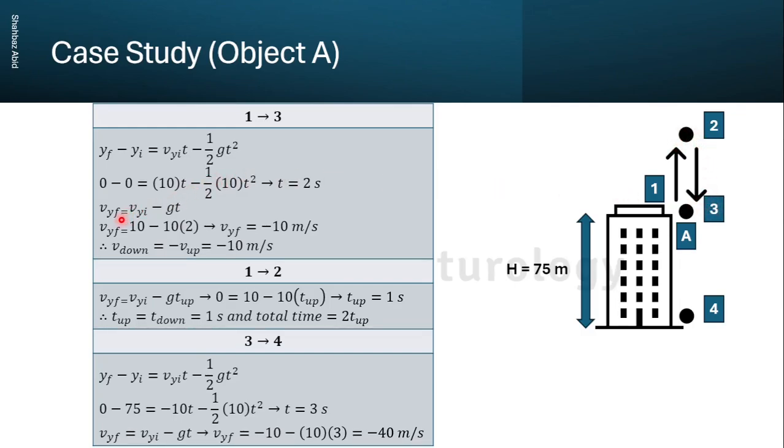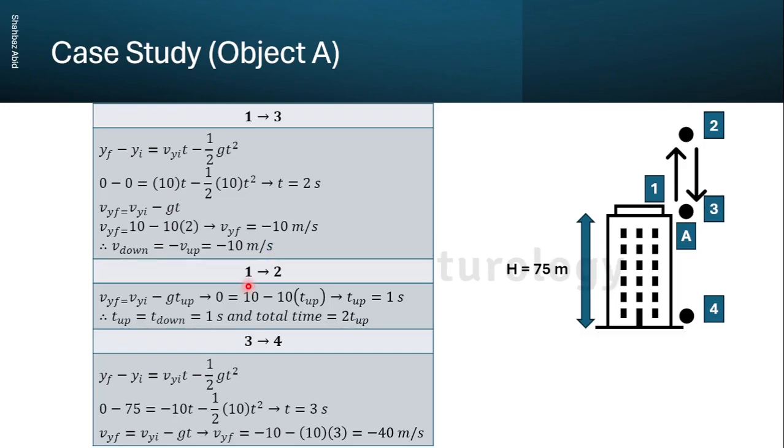Now the final velocity is going to be equal to initial velocity minus g times t. Now initial velocity was positive, so it will be 10 minus 10, which is the gravitational acceleration, times the time, which is 2. I'm going to get the final velocity equal to negative 10 meters per second, and you can see that the initial velocity was positive 10 and the final velocity is equal to the initial velocity but negative. So it means the v down is actually equal to the negative of v up, and it is equal to minus 10 meters per second.